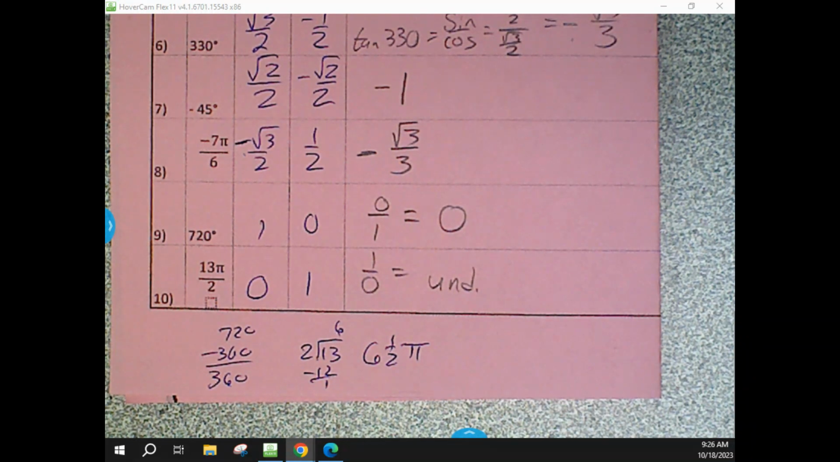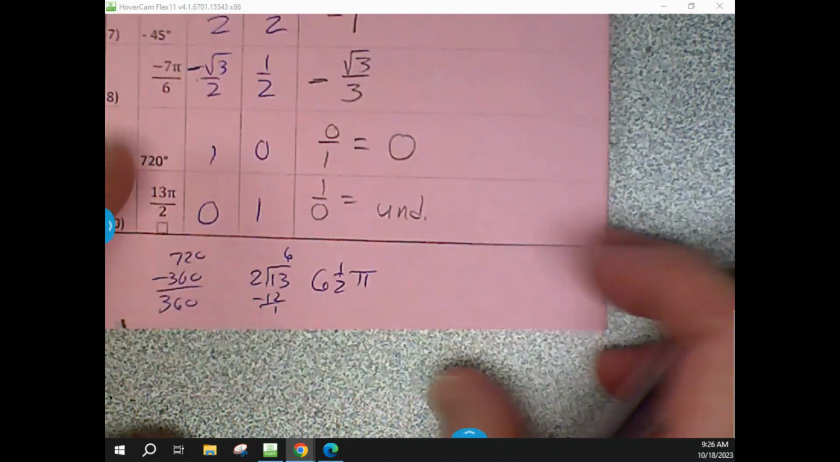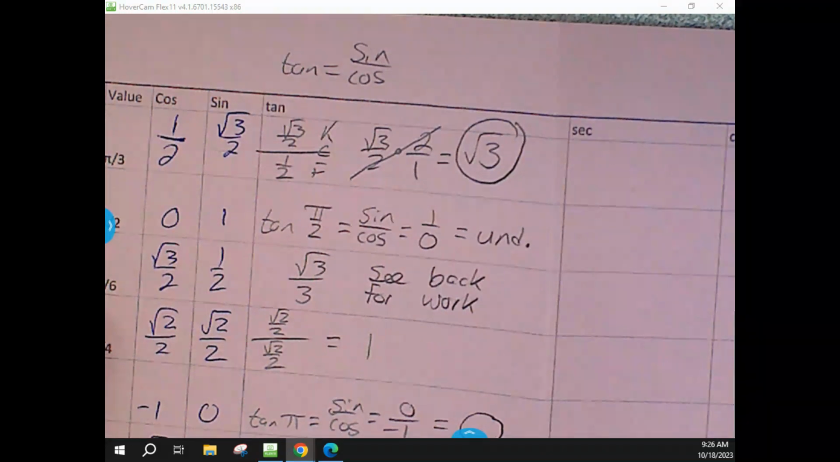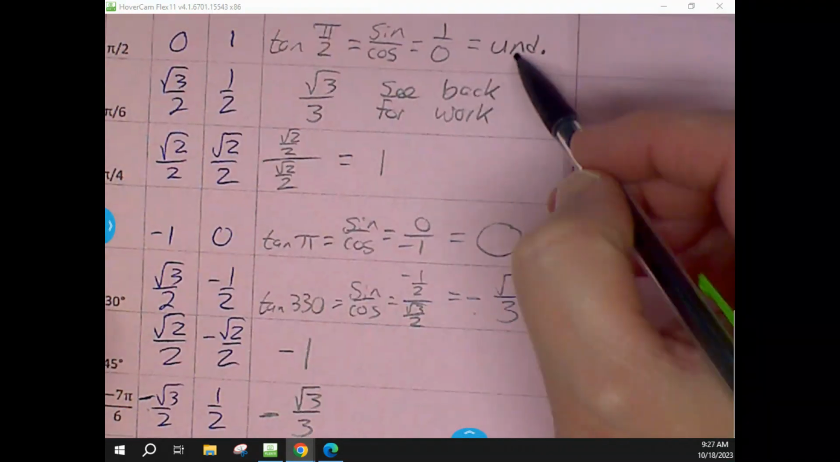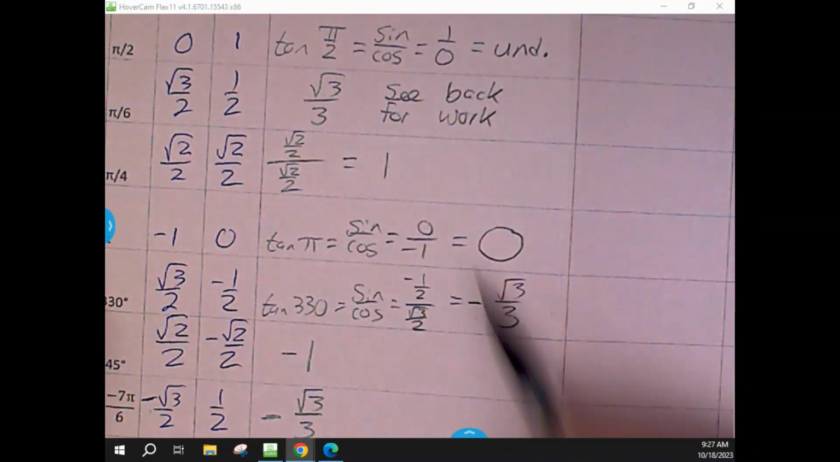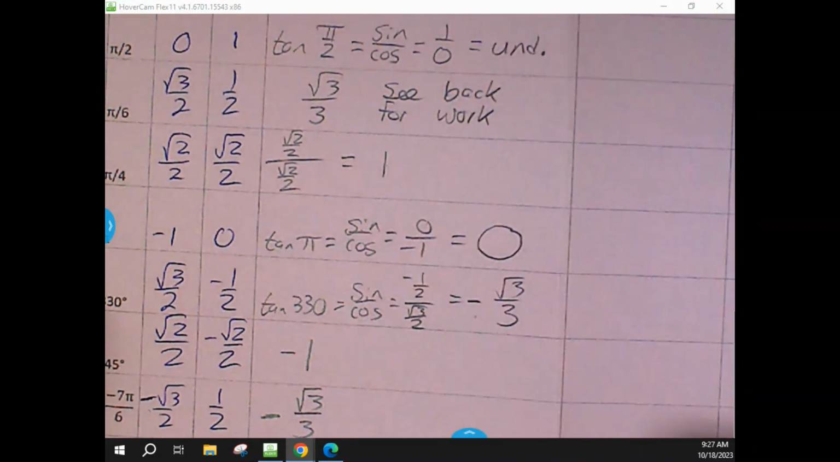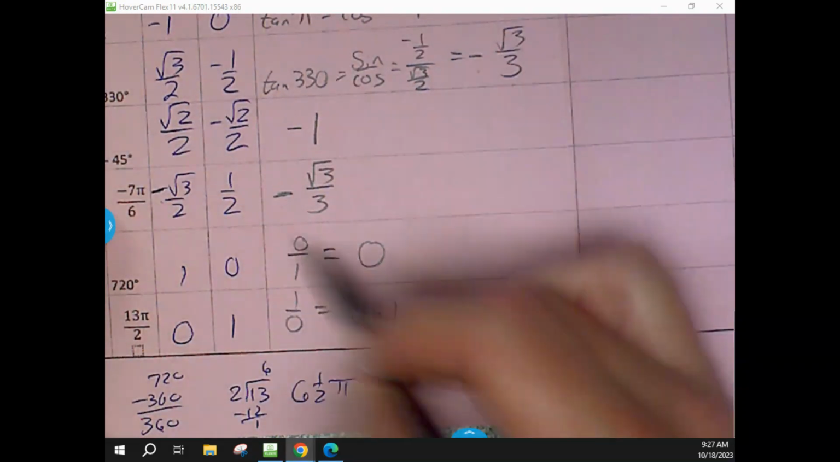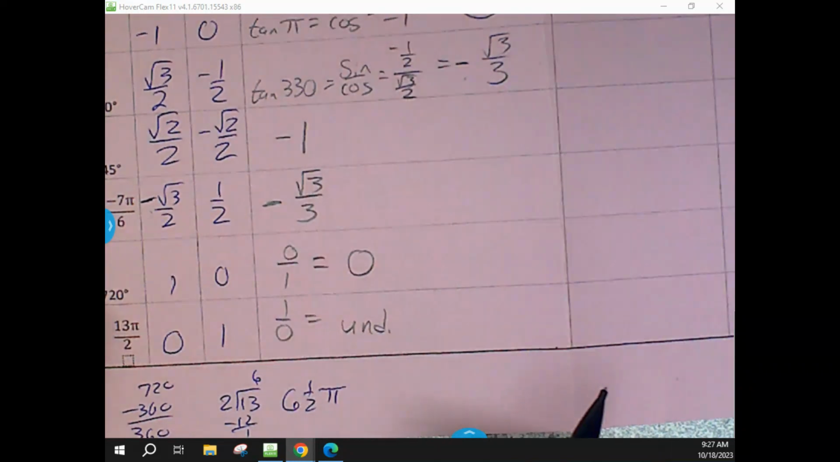Okay, so you're not going to have like 1,000. It seems like you may have like 1,000 different answers, but you're not because there's only so many combinations you can do with these numbers that's here. So all the answers, if you're doing tangent, basically there's every possible answer you could have. It's either square root of 3, it's undefined, it's square root of 3 over 3, or it's 1, or 0. And that's it. Everything else is just going to be some same answer. It's going to be either a negative or a positive, just depending on how you do your signs for those.